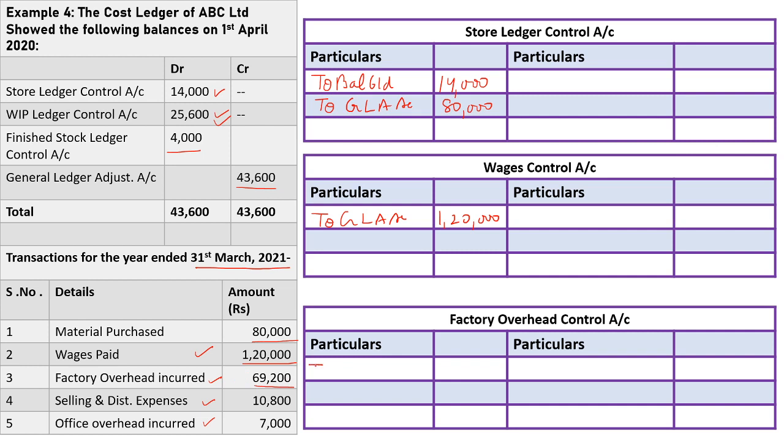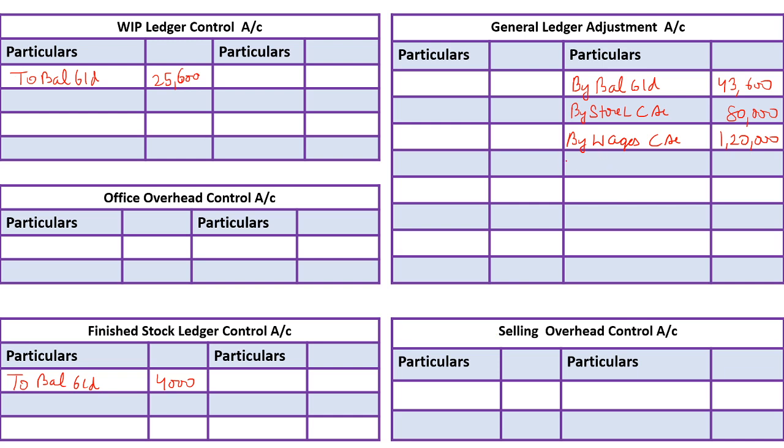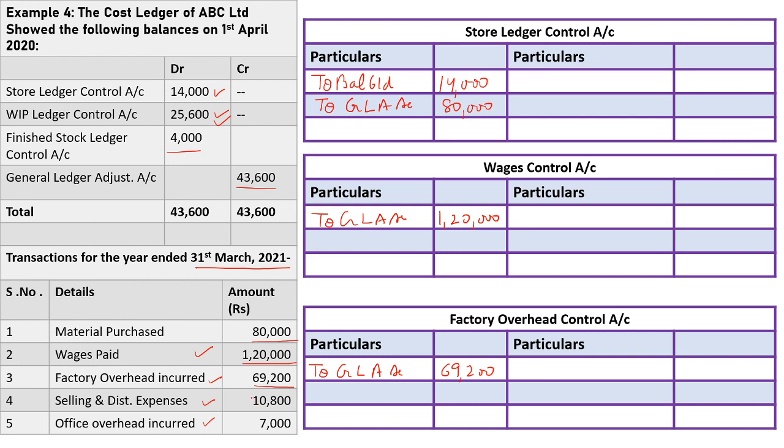So in factory overhead we write to general ledger adjustment account in case of payment of overhead, and the reverse entry in general ledger adjustment account by factory overhead control account 69,200. Next transaction is selling and distribution expenses paid amounted to 10,800.